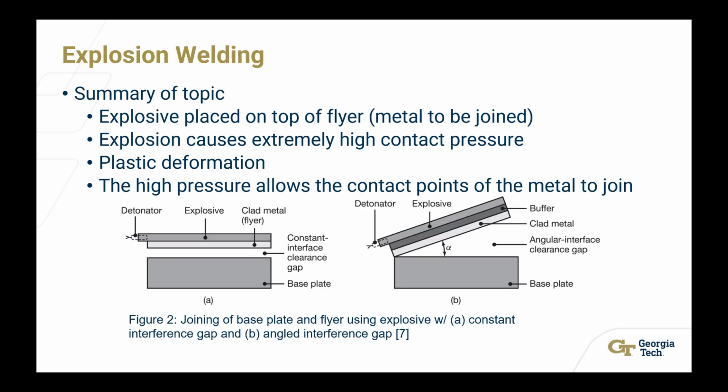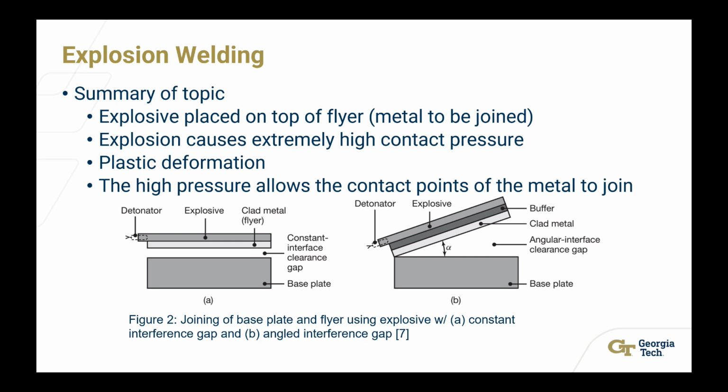The next topic is explosion welding, which uses a flyer, the metal that you want to join to the base plate. A clearance gap is formed between the flyer and the base plate, while an explosive charge is placed on top of the flyer. Once the explosive is detonated, the base plate and the flyer would have an immense amount of pressure, which allows them to bond. This causes plastic deformation at the contact point, and the high pressure allows the atoms to bond with each other.